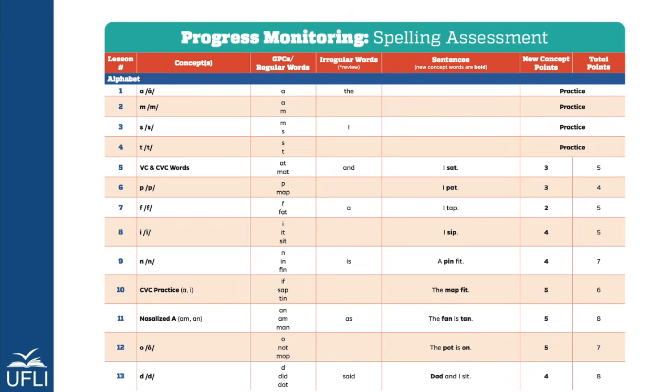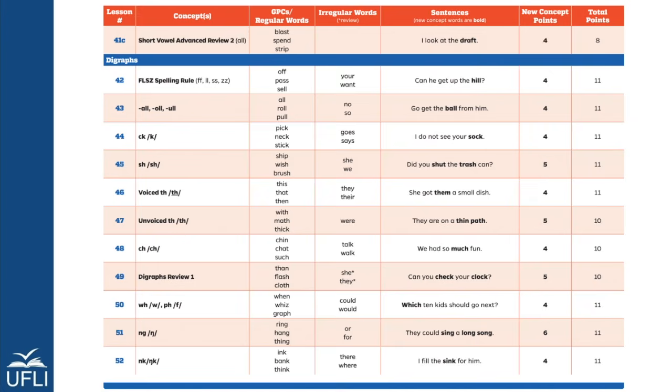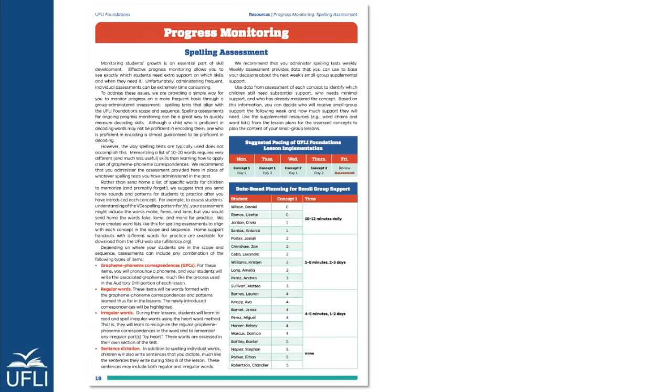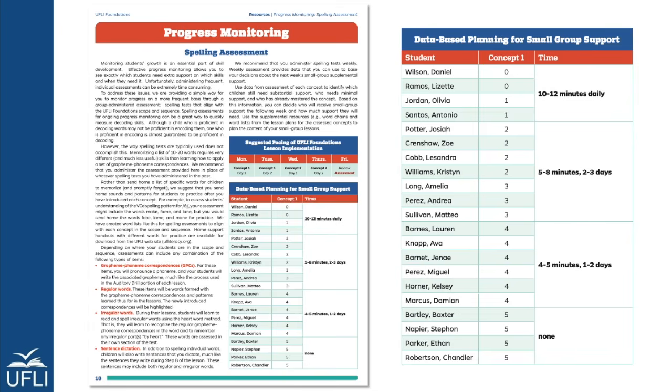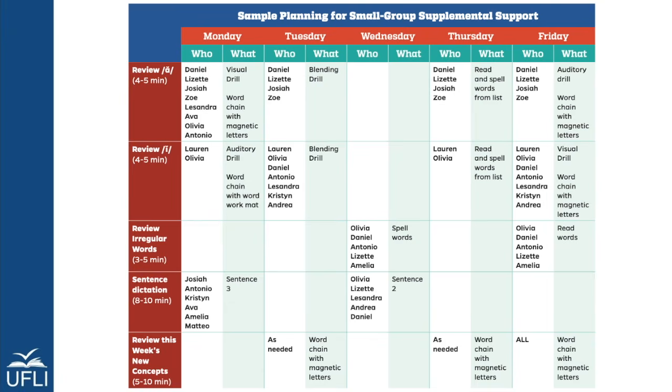Each lesson also has assessment items to be used for progress monitoring. These are words to be used on a spelling test. There's also an explanation of how to use the spelling assessment, including information about how to use the data from the assessment for data-based instructional decision-making. Using the progress monitoring data from your spelling assessment, you can plan small groups. Here's an example of how small groups can be organized based on students' results on the progress monitoring tool.